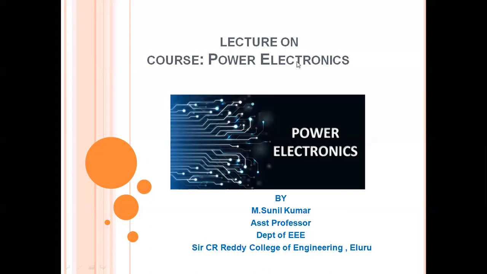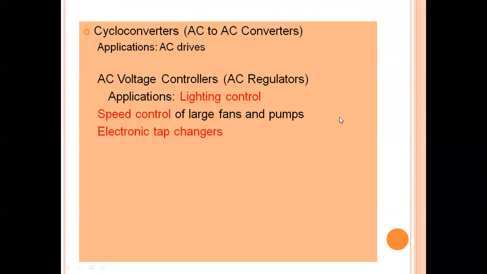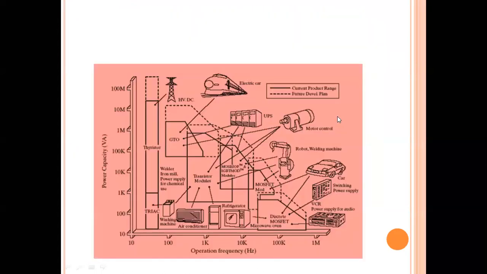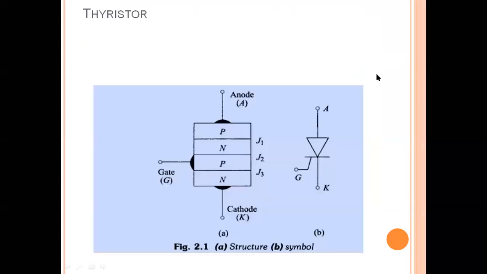So, back to the power electronics class. Where did we stop the last session? It was related to the operation of the SCR, isn't it? We considered the structure and symbolic representation for the SCR.